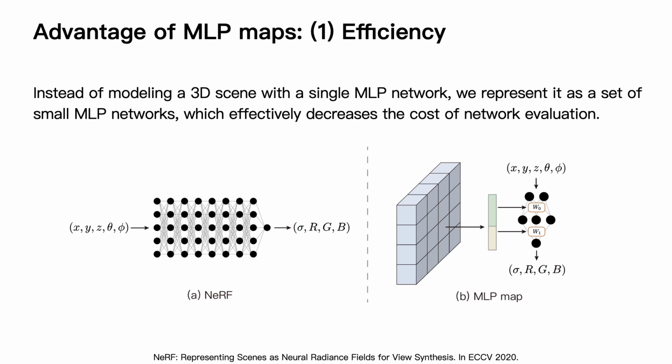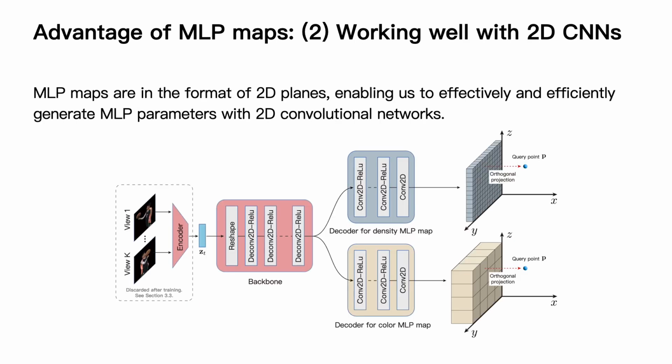Our proposed MLP map has two advantages. First, MLP maps enable real-time rendering. Instead of modeling a 3D scene with a single MLP network, we represent it as a set of small MLP networks, which effectively decreases the cost of network evaluation. Second, MLP maps work well with 2D CNNs. Because MLP maps are in the format of 2D planes, it enables us to adopt 2D CNNs as the decoder instead of 3D CNNs, which leverages the fast inference speed of 2D CNNs.